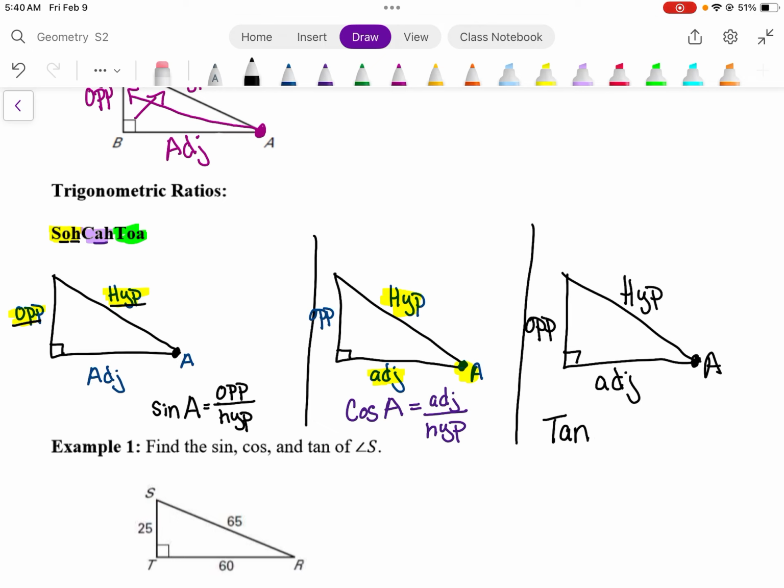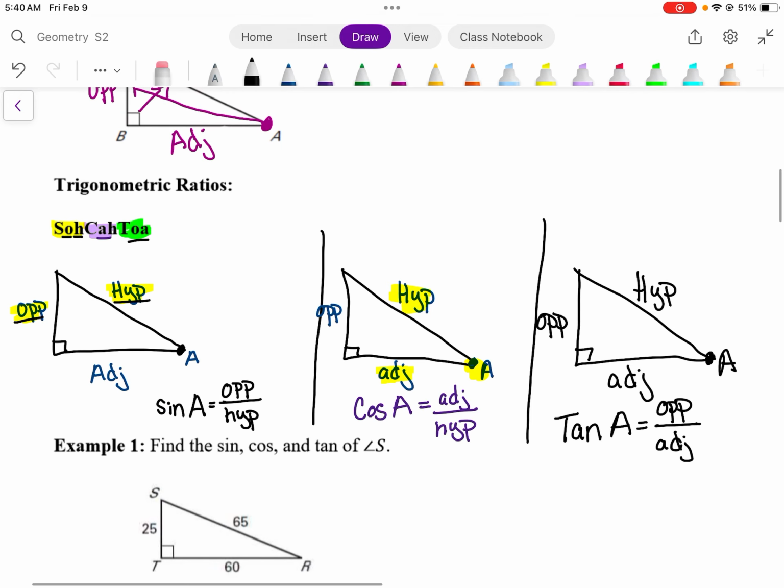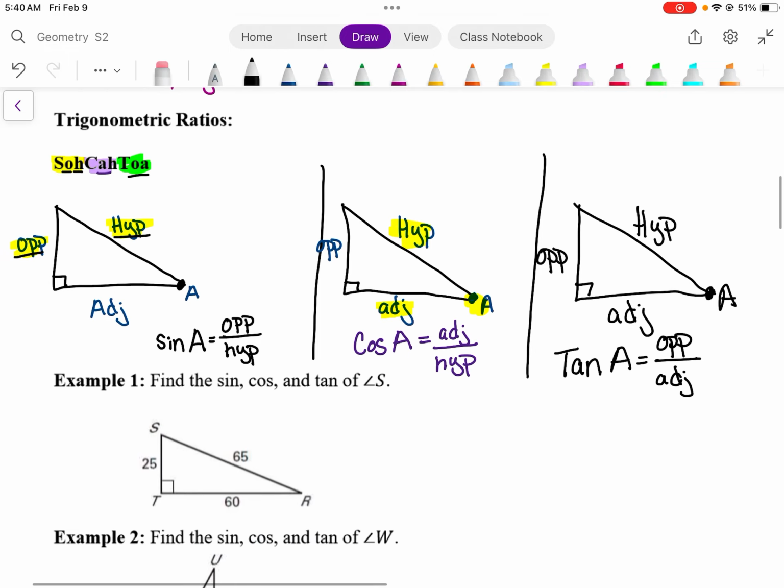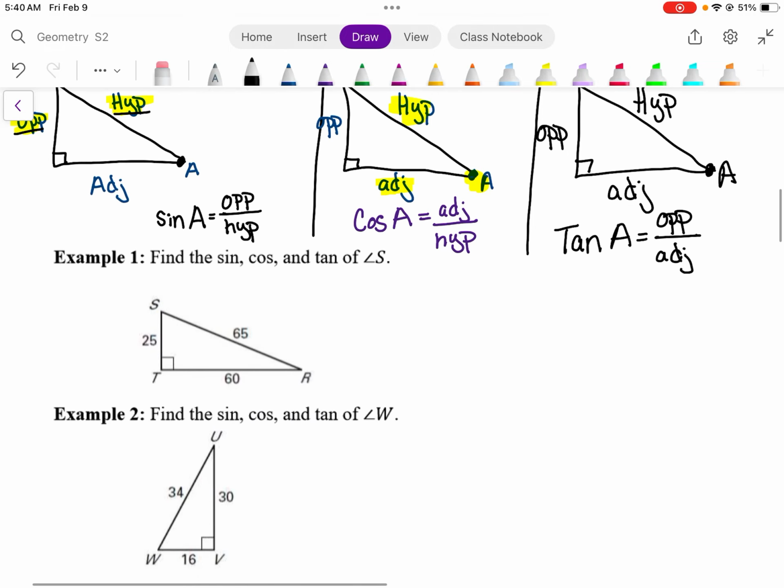Tangent is TAN, so tangent of angle A equals, and the OA stands for opposite over adjacent. And that gives us our three trig ratios that we're going to use to help either set up fractions or solve for missing sides. Okay, so let's do some examples where we set up some fractions.